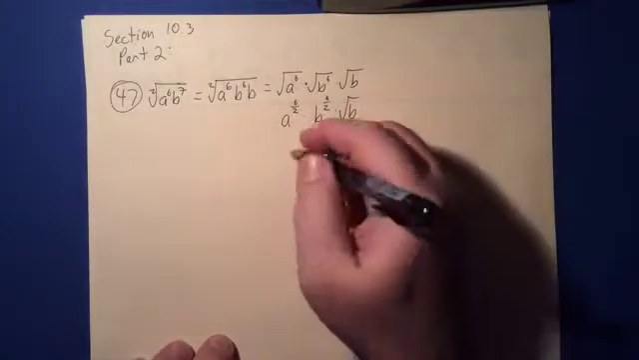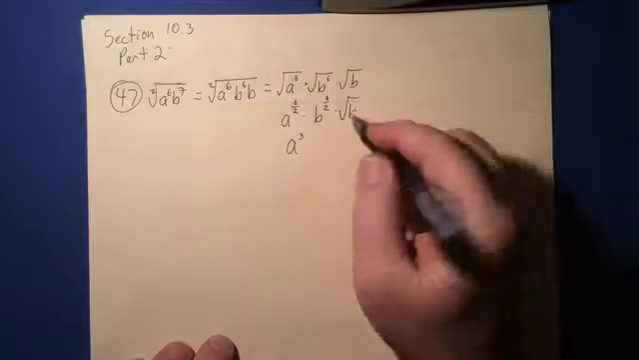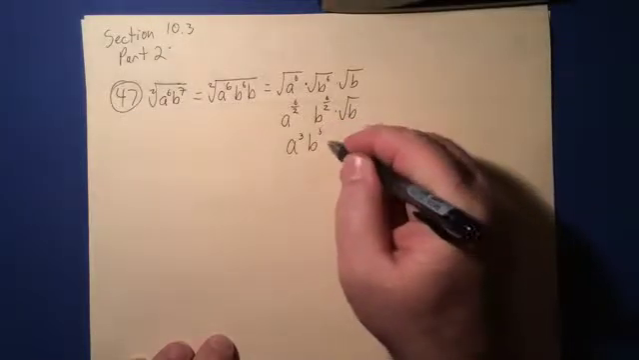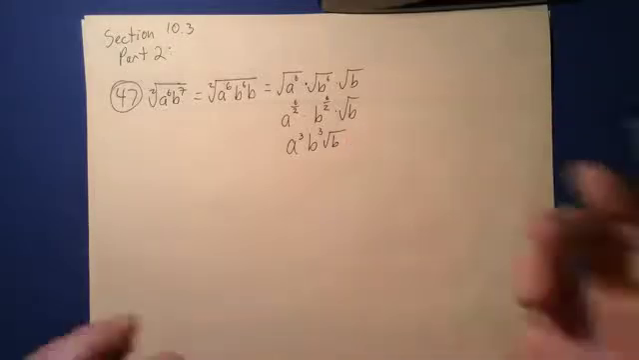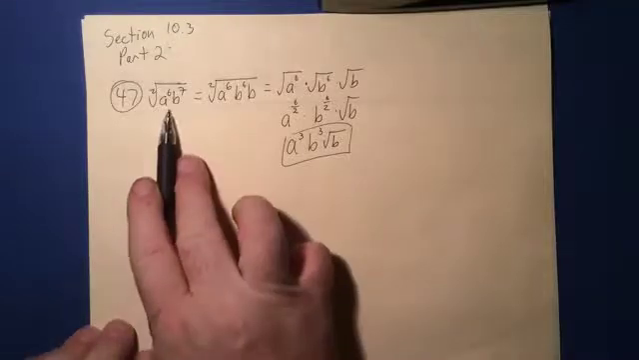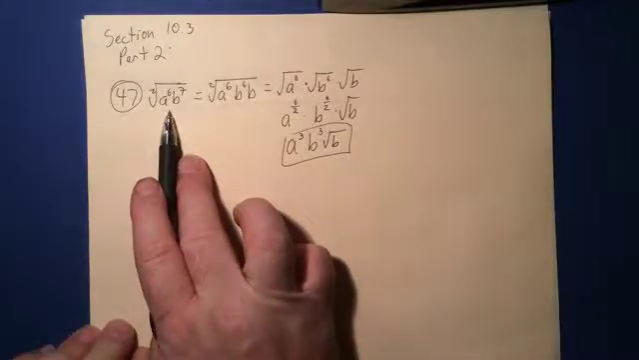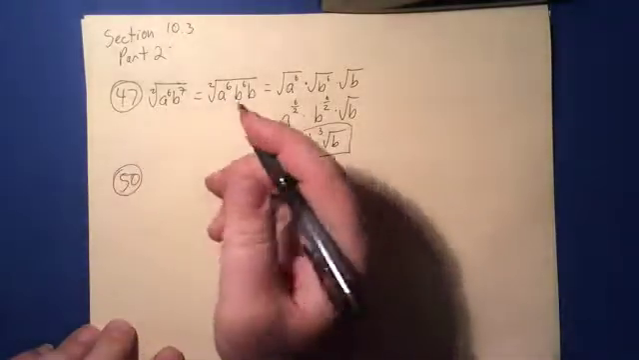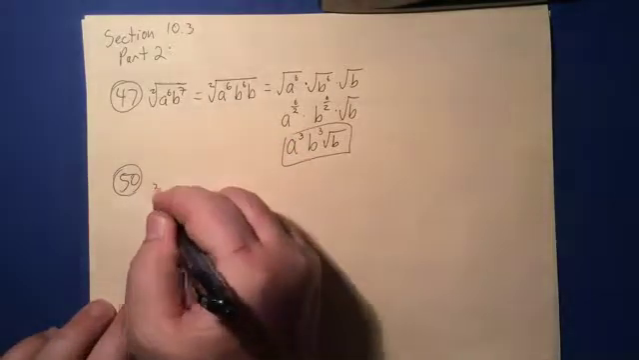Well, a to the 6th divided by 2, that's a to the 3rd. b to the 6th divided by 2 is b to the 3rd. And then it's going to be just the square root of b. And this is my final answer in simplified form. So all I'm looking to do is take some large quantities under the radical and simplify them as much as I can. This is how it applies for square root. Let's take a look at question number 50 to see how this applies with a third root.